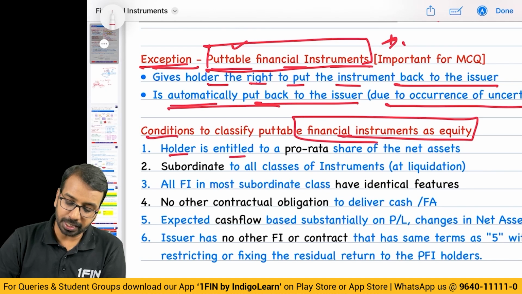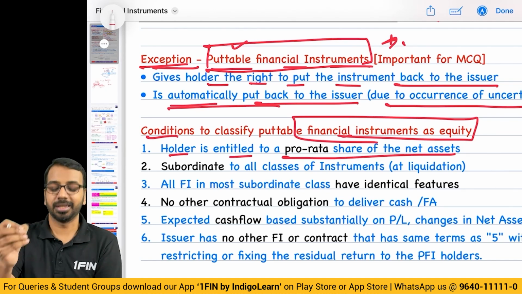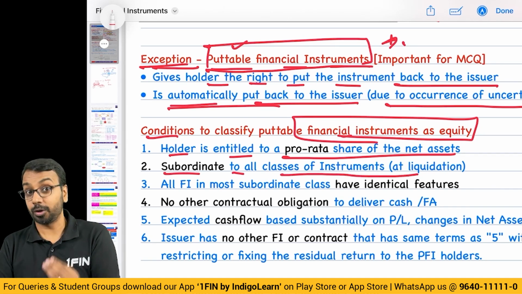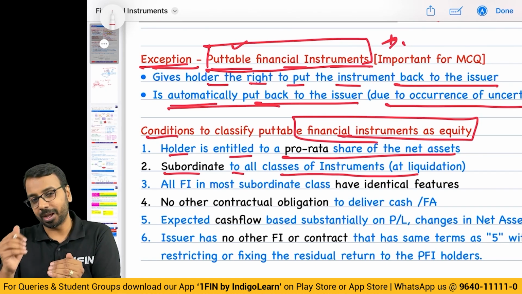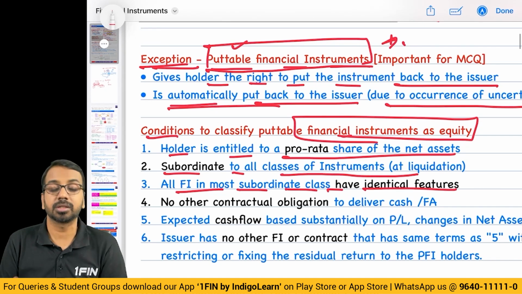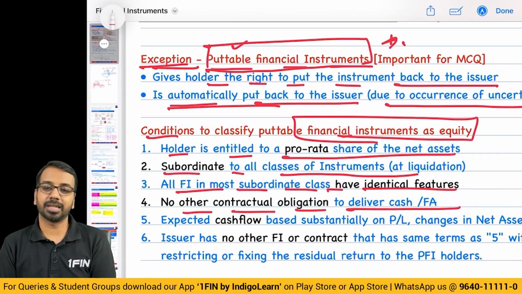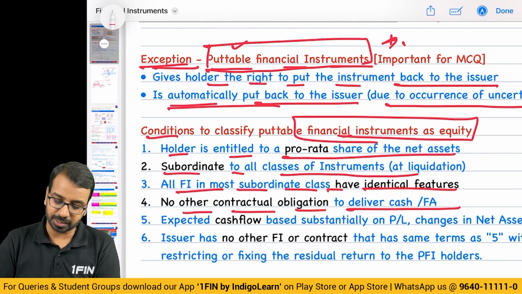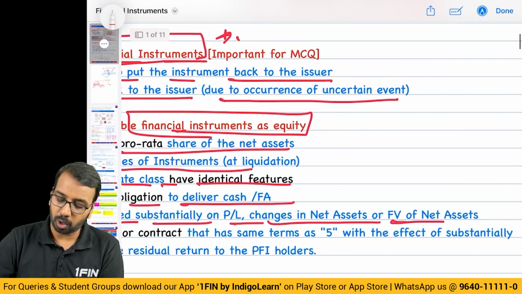Alright. The holder is entitled to a pro rata share. Yes, a mutual fund unit holder is entitled to a pro rata share in the entity. It is subordinate to all classes of instrument. If at all the mutual fund had to be liquidated, the mutual fund units are subordinate, means they will come at the last. All financial instruments in the most subordinate class have identical features. There is no other contractual obligation to deliver cash or financial asset. Expected cash flow is based substantially on P&L, changes in net asset or fair value of net asset.